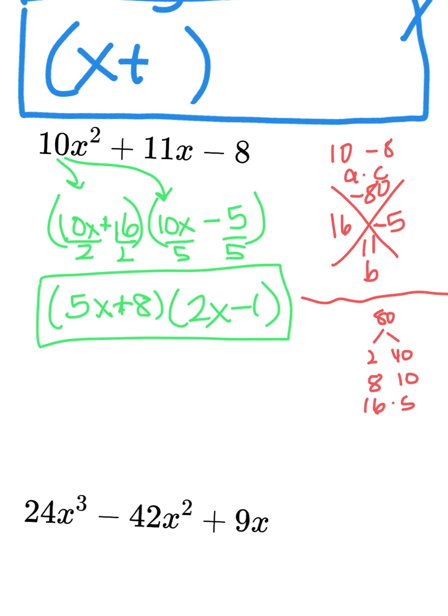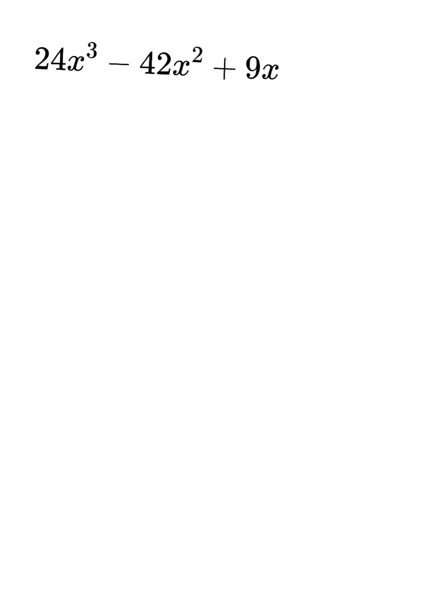All right, so now I'm going to go ahead and look at the last problem. And on the last problem, when we look here, 24, 42, and 9, they actually do have a greatest common factor that can be factored out of all three of the terms. And that's going to end up being 3x. Okay, so if 3x is going to come out of each, just keep in mind you're dividing out 3x from each of these terms.